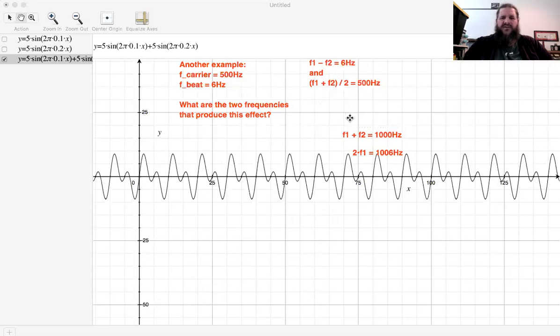Yeah, so from these equations, we know that the difference has to be 6 hertz. So we can write that as subtraction because that's the beat frequency. And we also know that the average has to be the carrier frequency, 500 hertz. One way of solving a system of equations like this is to, since these are both in what we call standard form, we just got something F1 plus something F2 equals something. All the variables are on one side and in the same order.